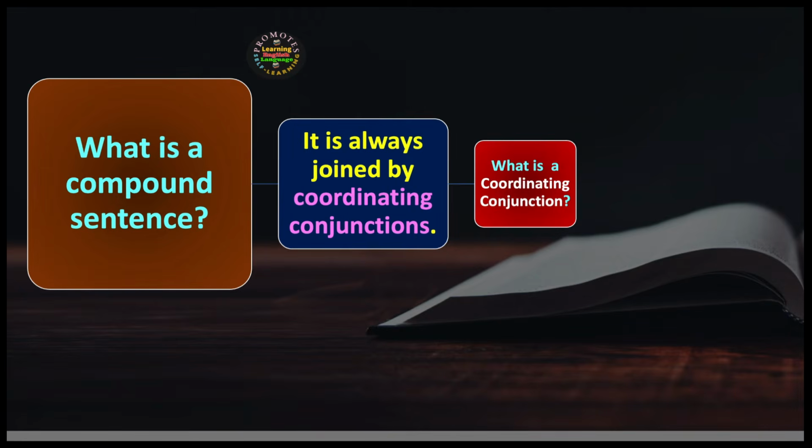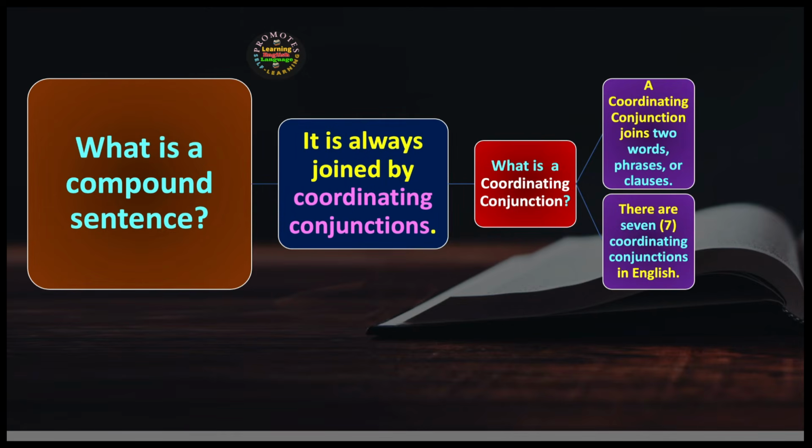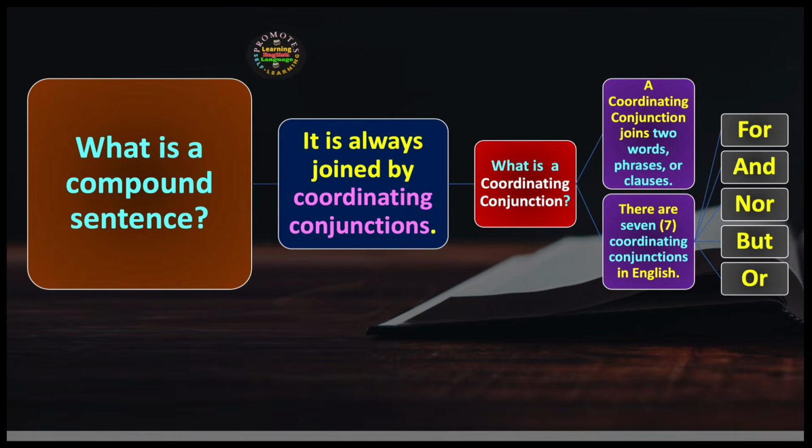So let's have an idea about this briefly. A coordinating conjunction joins two words, phrases or clauses. And in English grammar, of course, there are 7 coordinating conjunctions. What are they? The first one is for, the second is and, third is nor, fourth is but, fifth is or, sixth is yet, and seventh is so. These are the 7 coordinating conjunctions. With the help of these, we join two simple sentences, that is to say, we join two independent clauses to make a compound sentence.